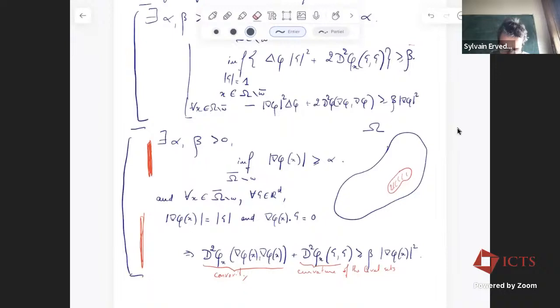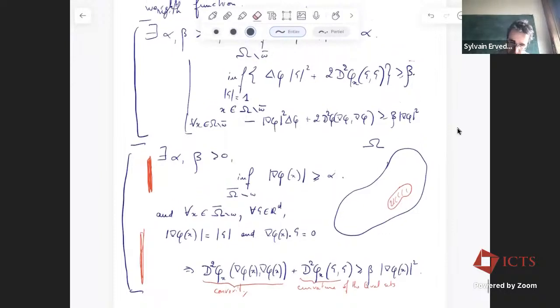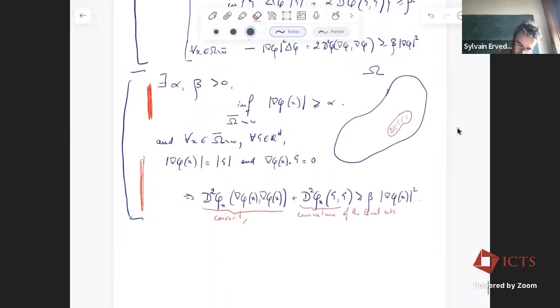Well, in fact, it is clear that the second one implies the first one because you can simply put Laplacian phi in the second estimate and see what happens, right? So I will just consider the first set of assumptions.